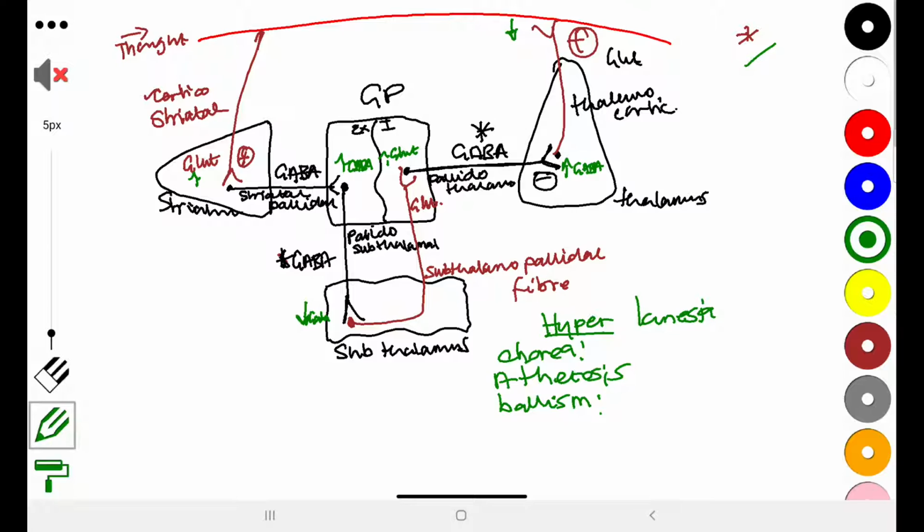Alright, so in the next video we're going to look at the role of the substantia nigra. We have looked at the normal way that these pathways work. Now we're going to see what's the oiling effect of the substantia nigra. The substantia nigra is just there to oil these two pathways that we have looked at.